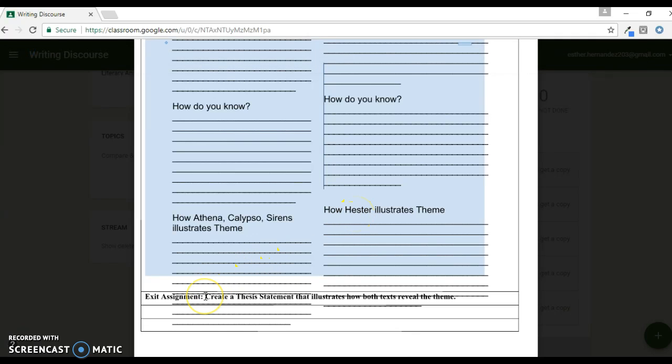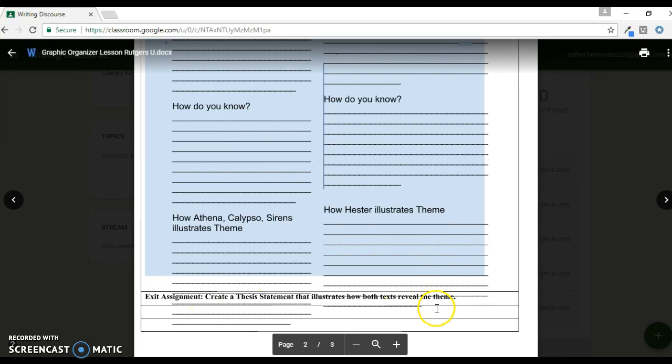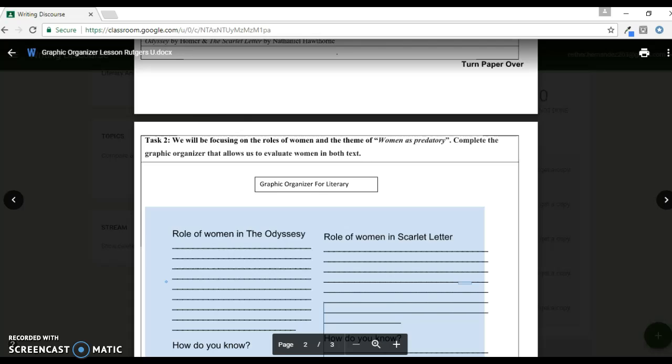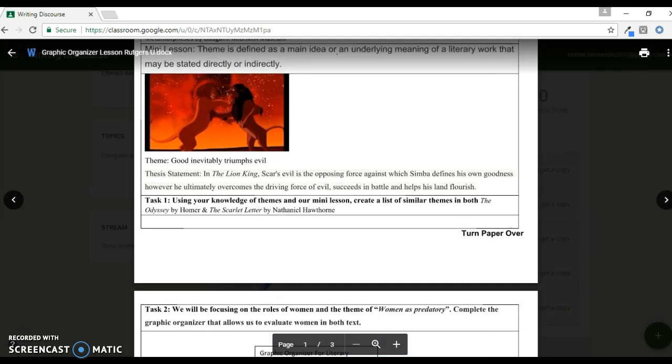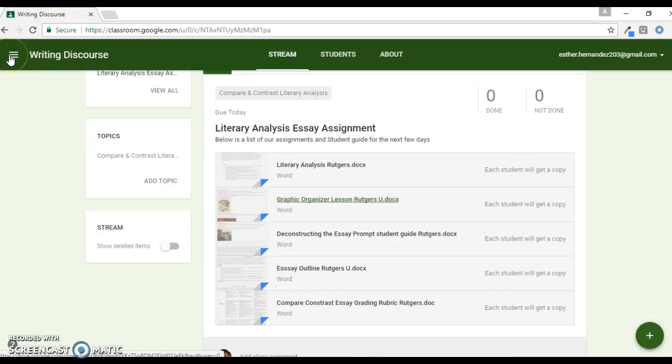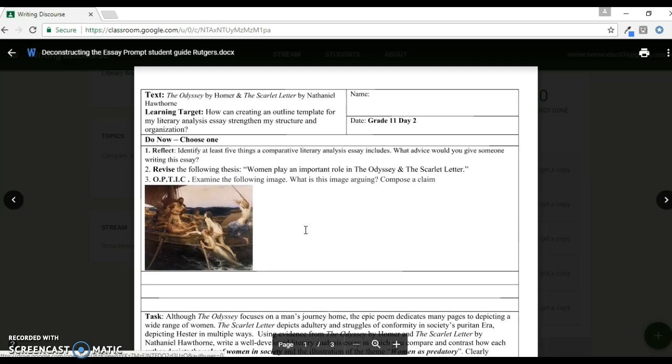And their exit assignment was to create a thesis statement that illustrates how both texts reveal the theme. This is really going to help them with the essay, and when we go back up to the mini lesson, I also created a thesis statement. So the expectation is to ultimately create a thesis statement with the identified theme. That's day 1. Day 2, students are deconstructing the prompt.